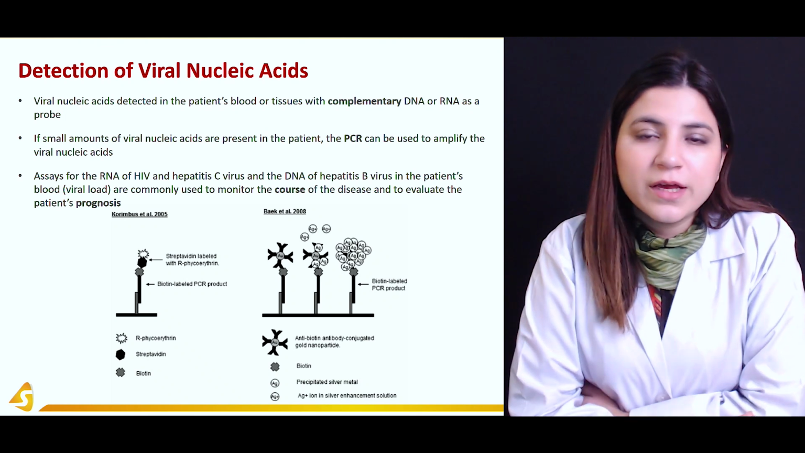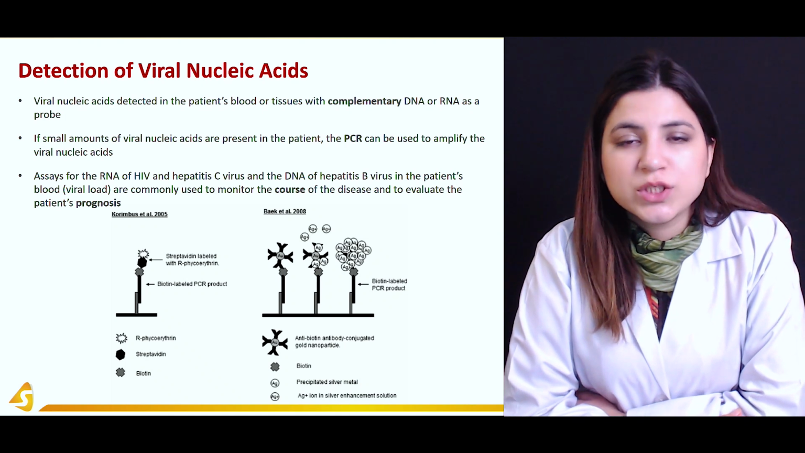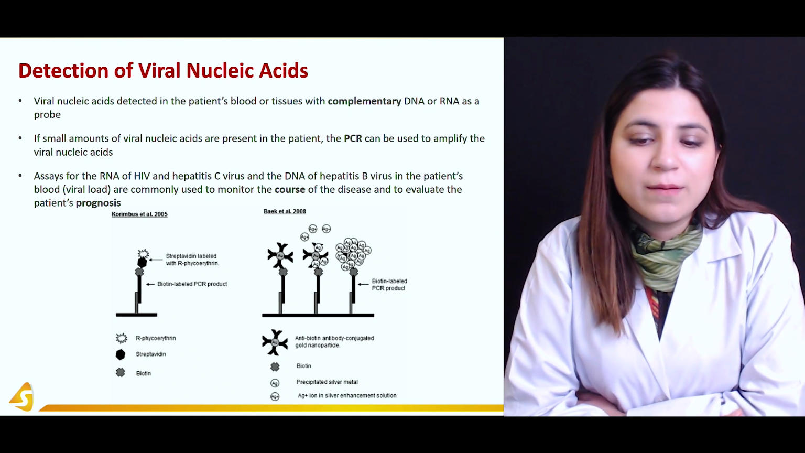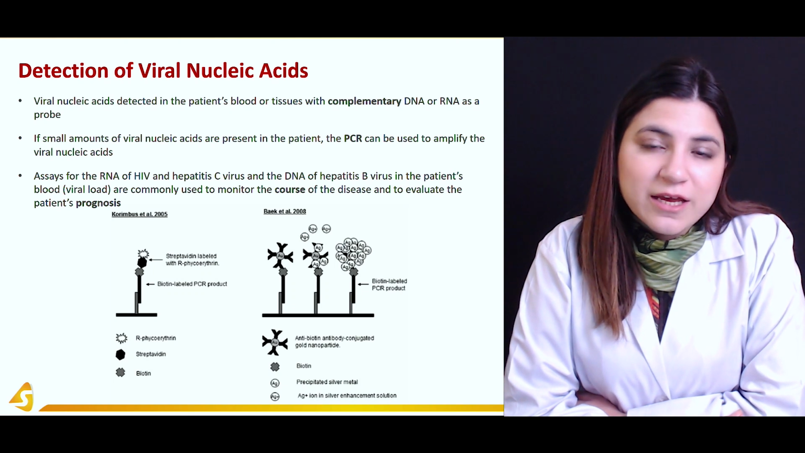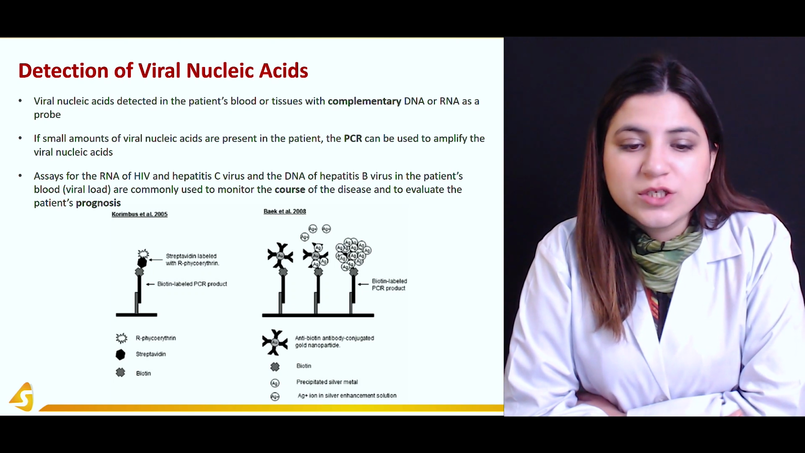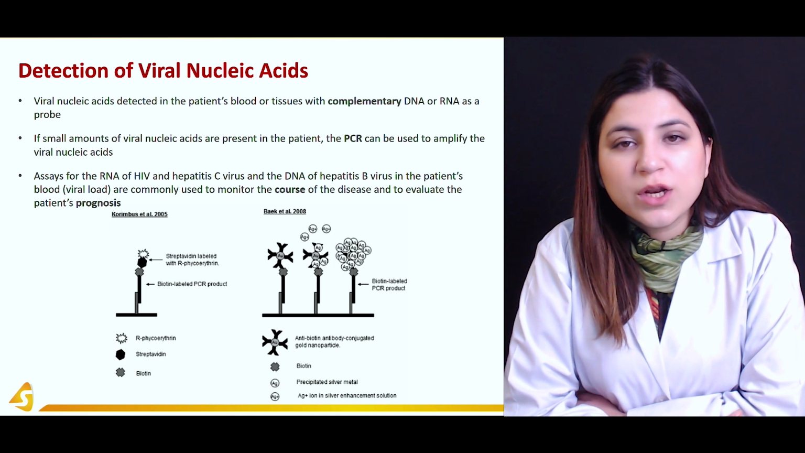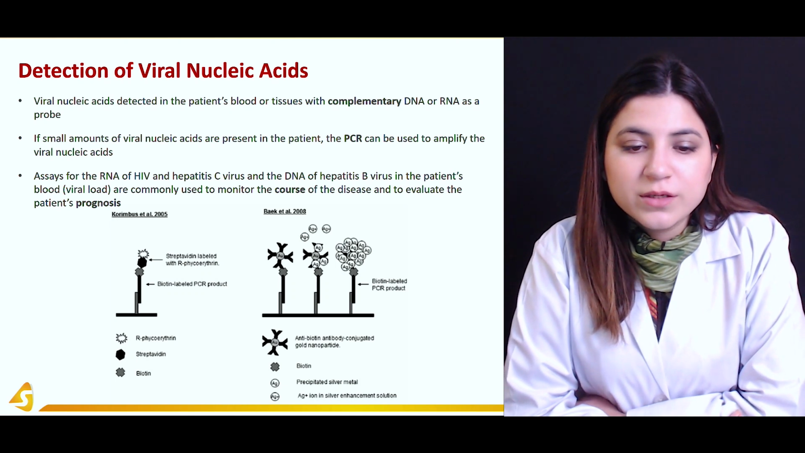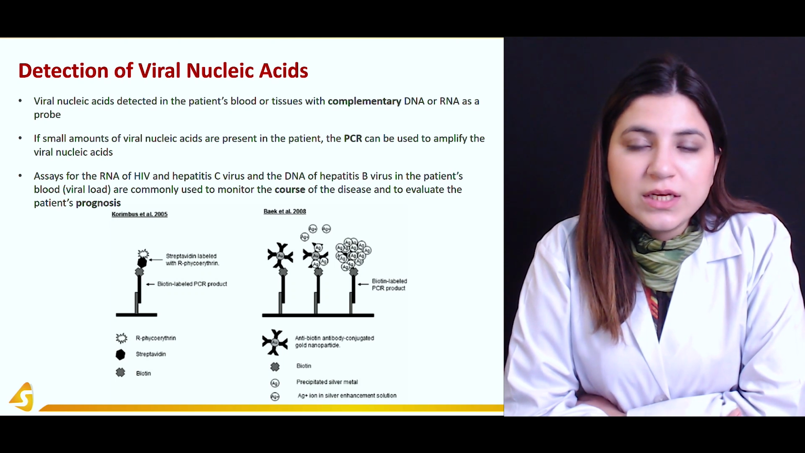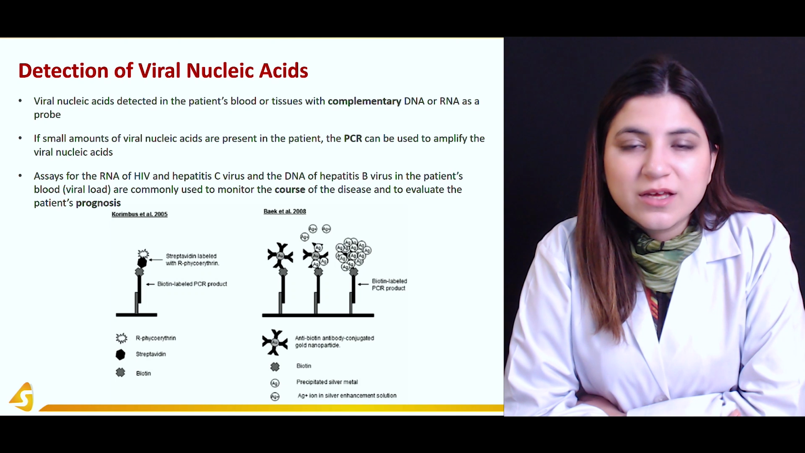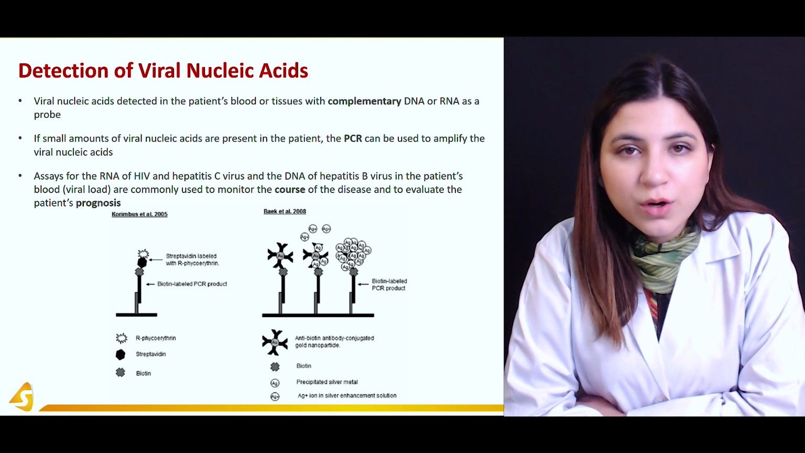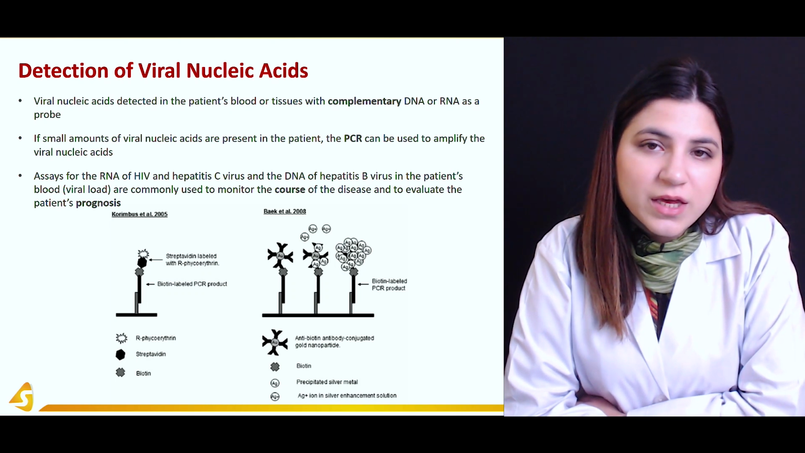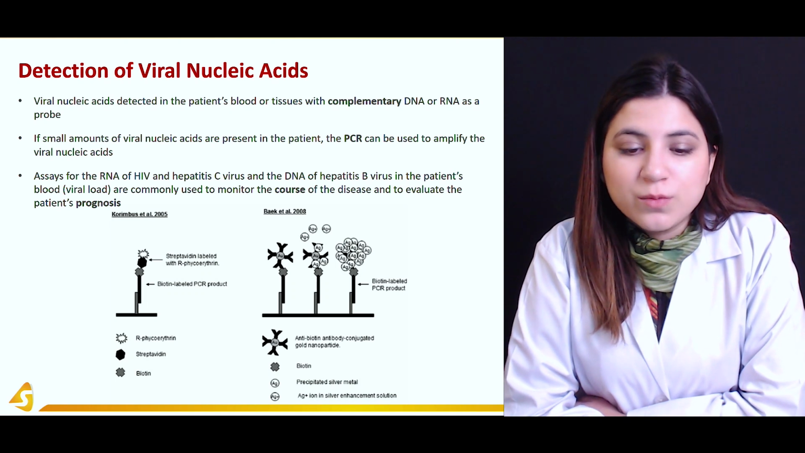Assays for the RNA of HIV, which is the human immunodeficiency virus, and the hepatitis C virus, and the DNA of hepatitis B virus in the patient's blood are commonly used to monitor the course of the disease and to evaluate the patient prognosis. So this is important because we can actually use this viral nucleic acid to see the stage of a particular disease and how the patient is responding to the drugs that are being given against a particular virus.